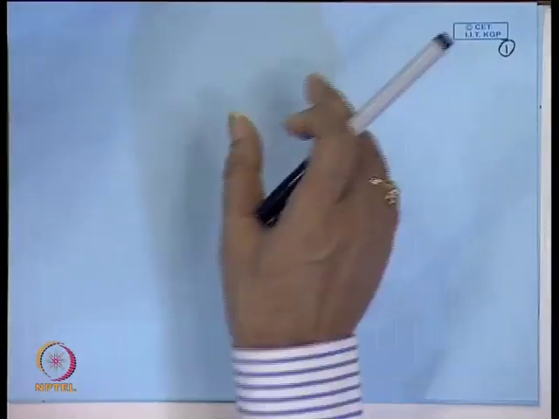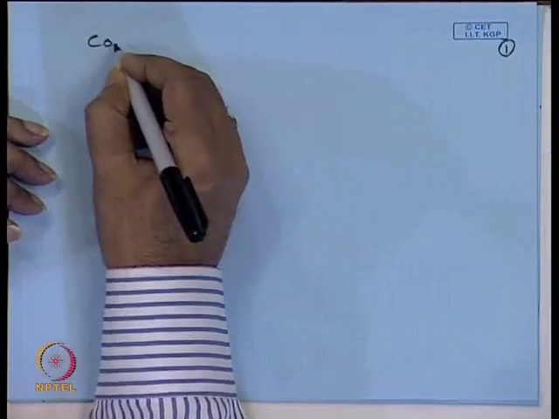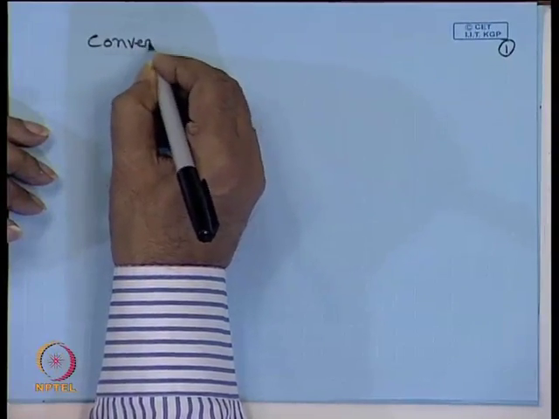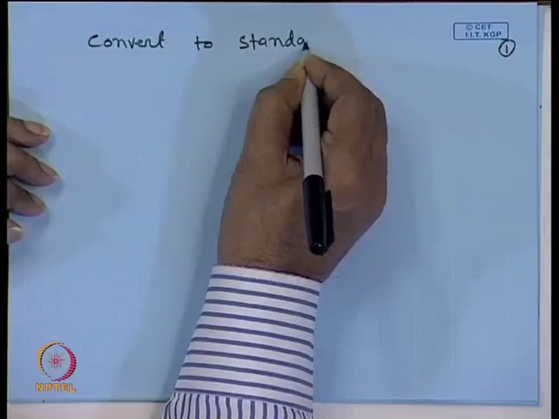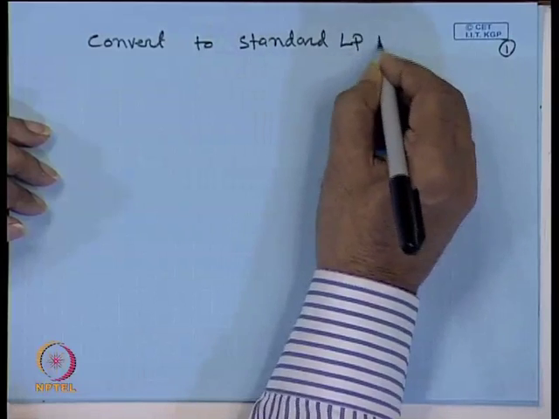So, for any linear optimization problem, you first convert it into a standard LP problem, and we have just mentioned what a standard LP problem is. Now let us see how to convert a linear programming problem into the standard form. Let us take an example and convert it to a standard LP problem.